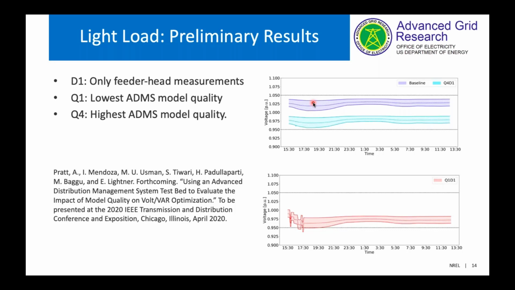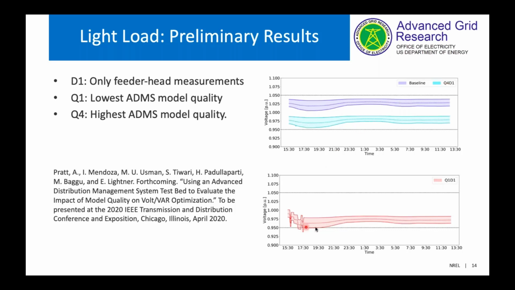That is how they made the rate case for the ADMS investment to our Public Utility Commission. So we then looked at lowering the voltages for energy savings. The top graph shows the performance if we have a high quality model. Q4D1 denotes a high quality model, so the ADMS has a very accurate model within its software of what the actual field network looks like.